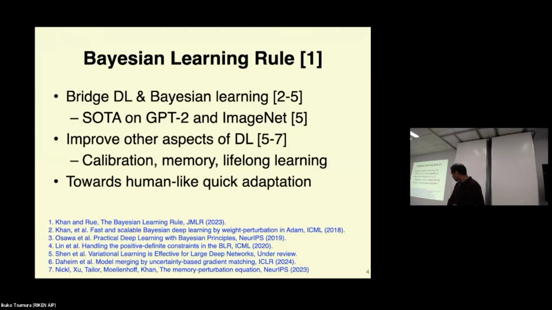So there are 7 papers I've listed here. Slides are on my webpage, by the way. You can go and check it. The first one is the main work, but everything else is a consequence of it. By just having this one Bayesian learning rule, we're able to do lots of things. And that's the takeaway of the talk.